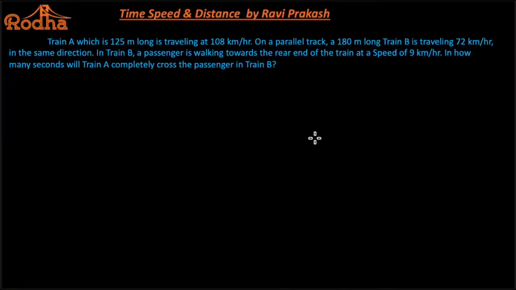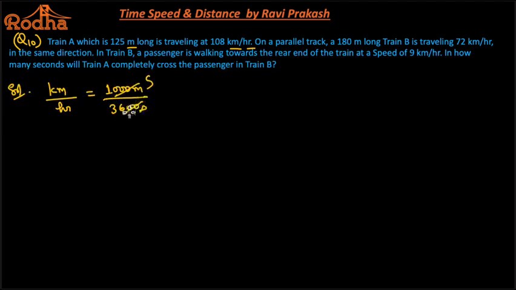Let's move to the last question for the day. Okay, this is question 10 here. Now this question says that train A, which is 125 meter long, is traveling at 108 kilometer per hour. See, this is meter and this is kilometer per hour. So we should convert kilometer per hour into meter per second. So 1 kilometer is 1000 meter and 1 hour is 3600 second.